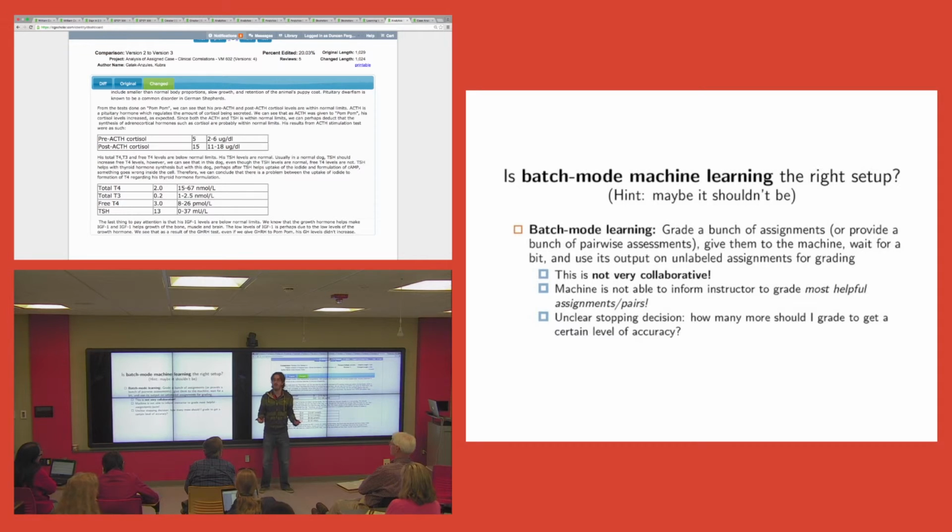The machine had no opportunity to tell you, oh, don't grade that one, I already know about that. I already know what I'm going to grade that one. I'm very confident about that. Don't worry about that one. Grade this one instead. I have no idea what this one's going to be. Can you grade this one instead? Right? So batch mode learning is probably not the right way for this, because there's no opportunity for the system to ask you specifically this assignment. I think that one's going to help me the most.